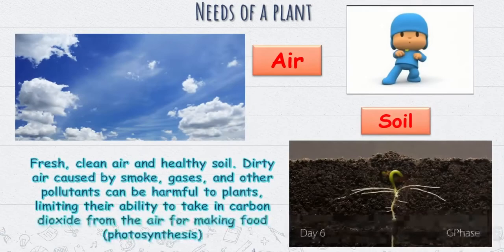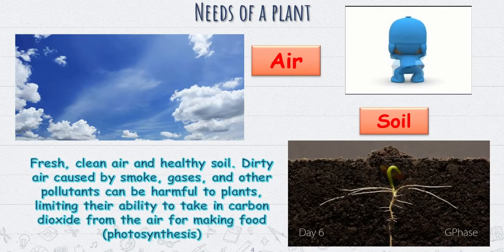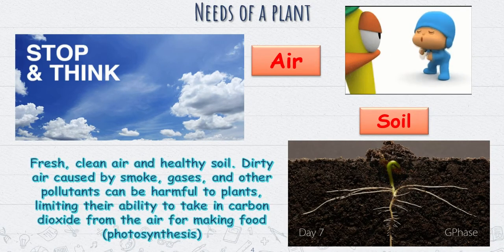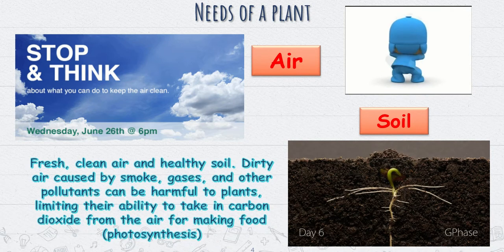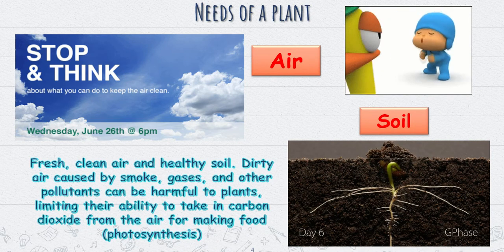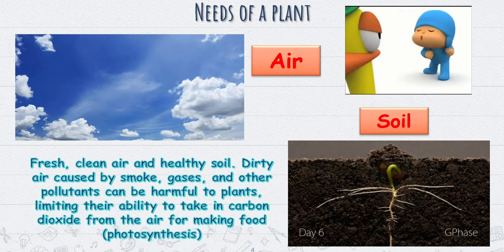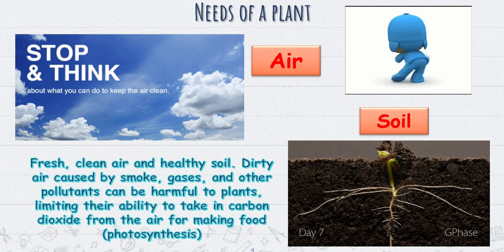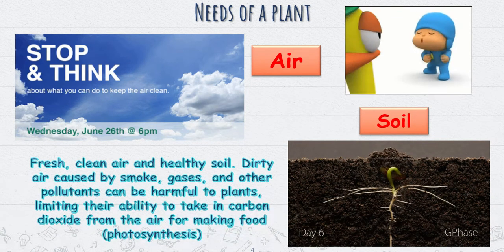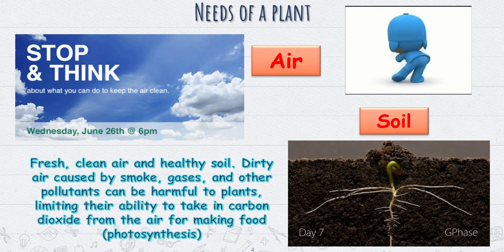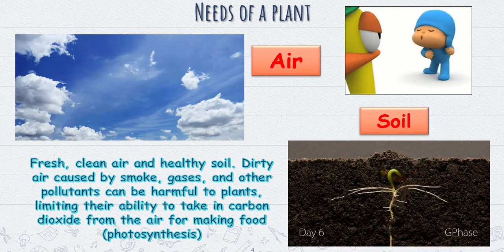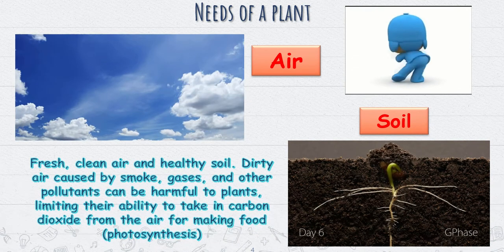Okay, the next needs of plants are air and soil. Why? Because plants need fresh, clean air and healthy soil. Dirty air caused by smoke, gases, and other pollution can be harmful to plants, limiting their ability to take in carbon dioxide from the air for making food, photosynthesis.